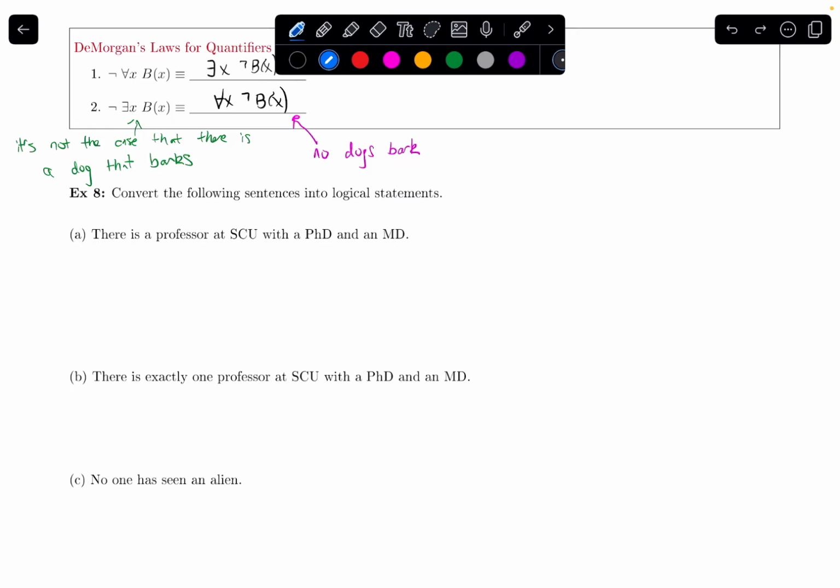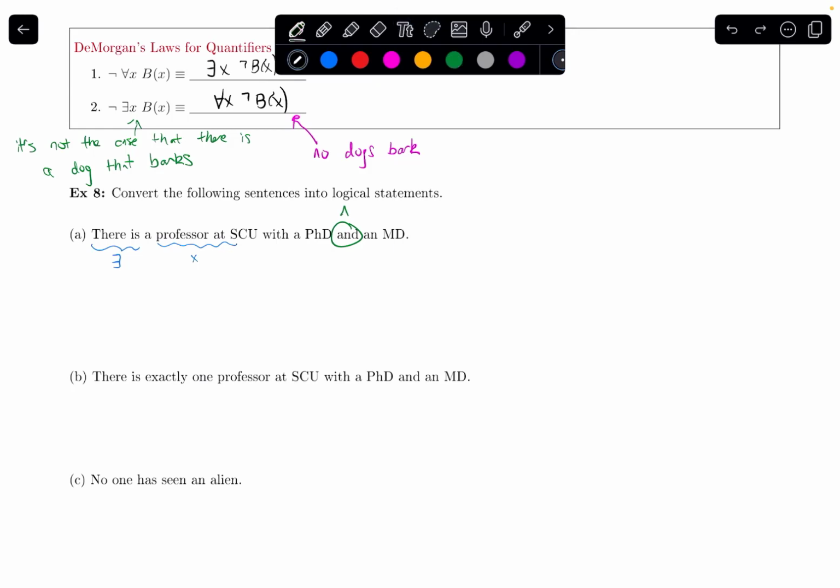So let's look at our first example, which says there is a professor at SCU with a PhD and an MD. When I see the words "there is," that reminds me of my there exists. And the X here, well, it's talking about a professor at SCU. So it makes me think that X has to do with that. And then the action here, the bulk of the statement, is that this person has a PhD and they have an MD. Well, I see a connecting word there. The word "and" makes me think of my and operator. And then there's kind of two parts. They have a PhD. They also have an MD. So I'm probably going to need statements to represent each of those.